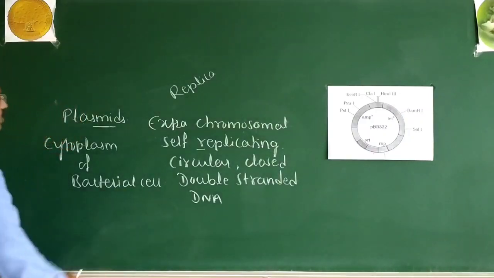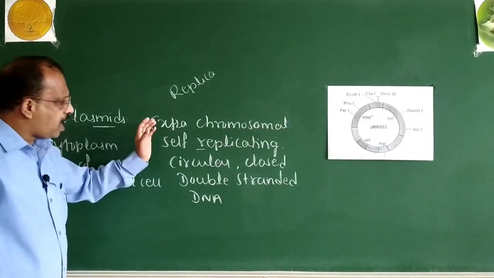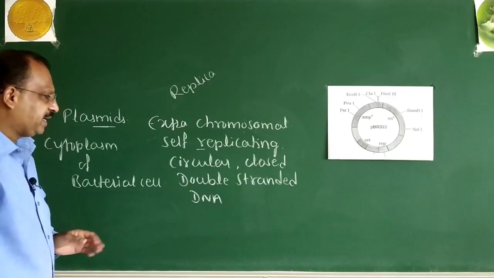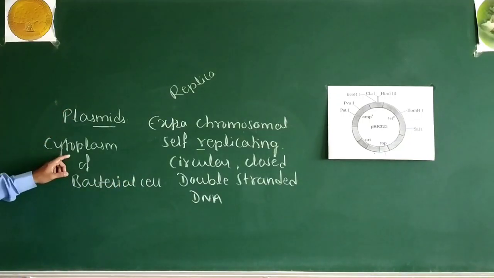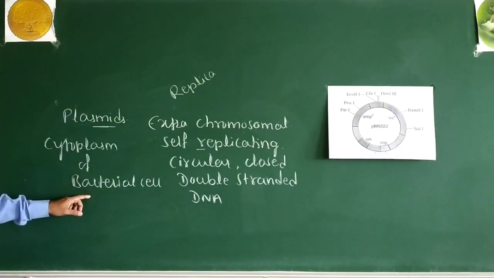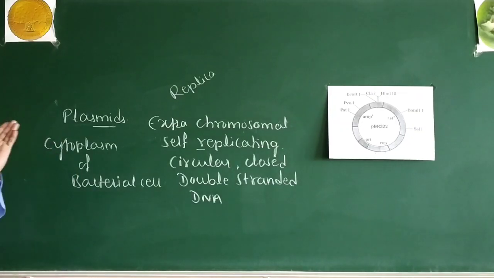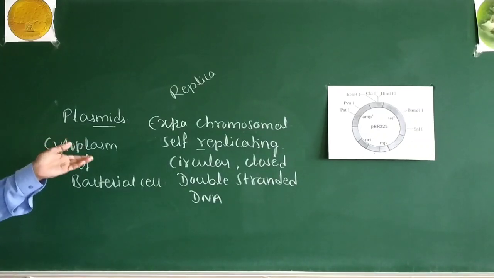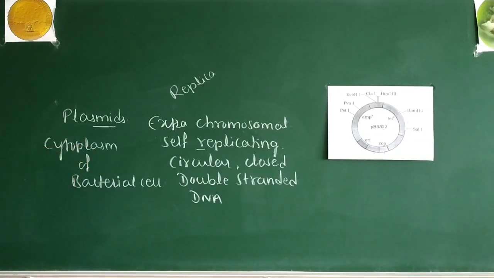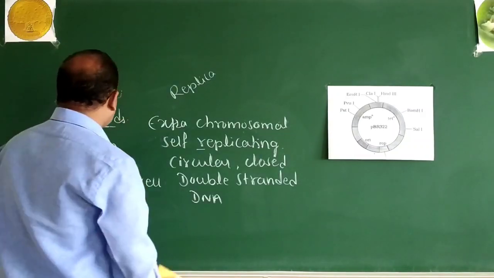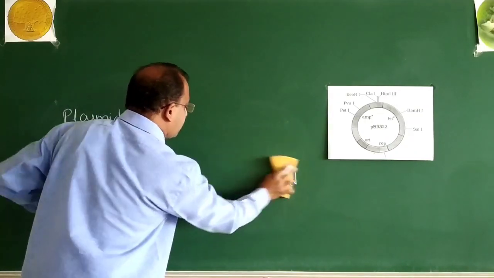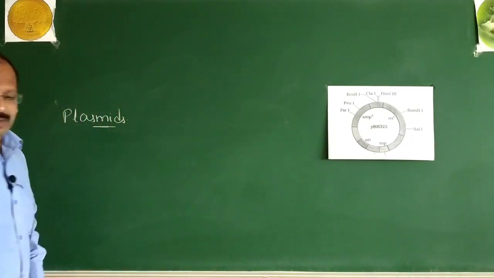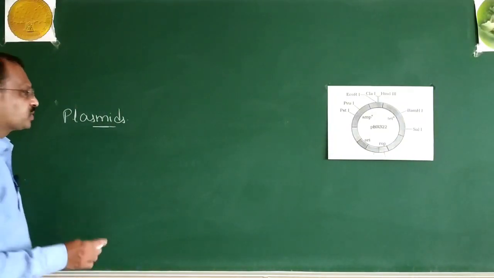Okay. So plasmids are the extra chromosomal, self-replicating, circular, closed, double-stranded DNA present in the cytoplasm of bacterial cells. They are also called extra chromosomals or accessory chromosomes. But I requested you to remember, they are capable of undergoing self-replication independent of the host DNA.